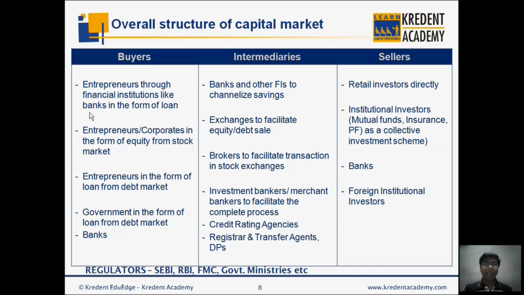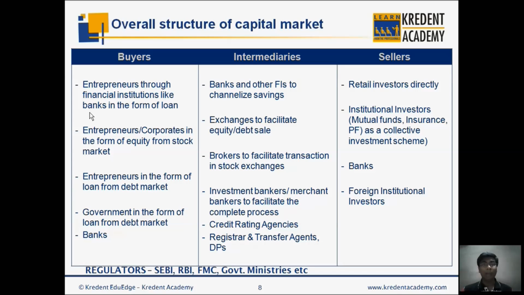Well, just like any market, a capital market has buyers, it has intermediaries, and it has sellers. Who are the buyers in the capital market? Well, one example of a buyer is an entrepreneur who is in need of a loan. So he takes a loan from a bank to, say, set up a factory. In this case, the entrepreneur is the buyer of the capital. The bank is the intermediary. It is not the seller of the capital.